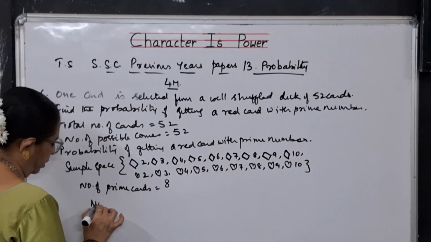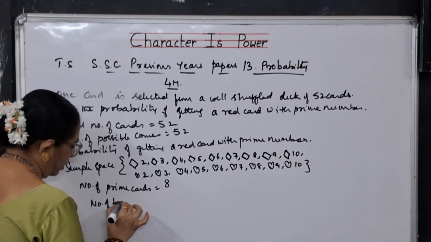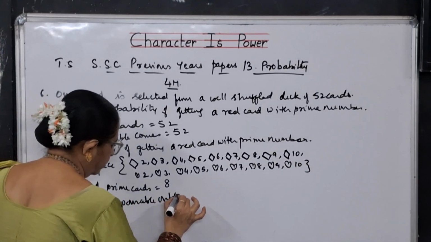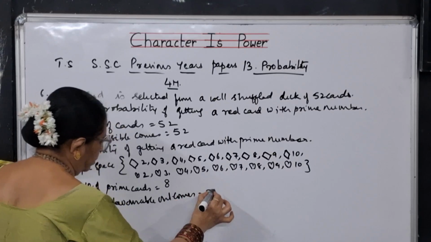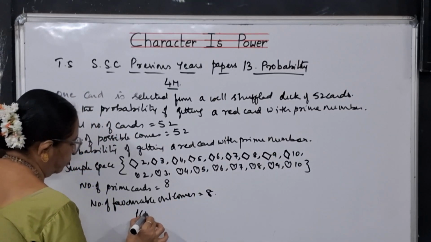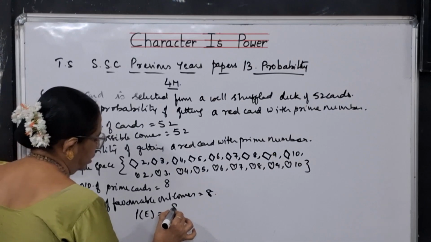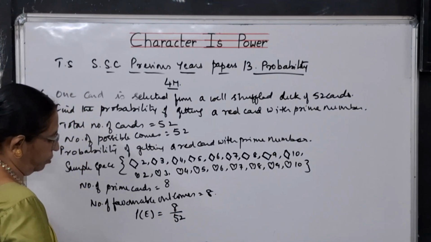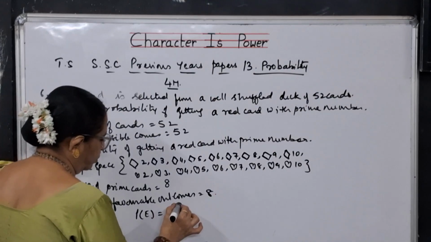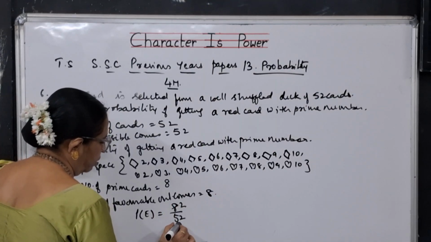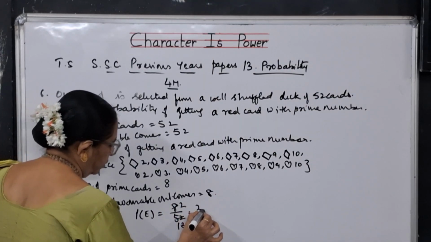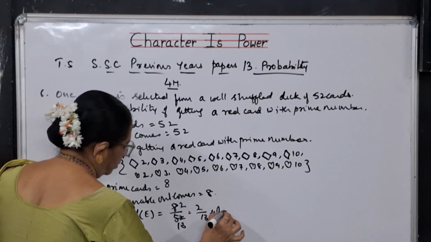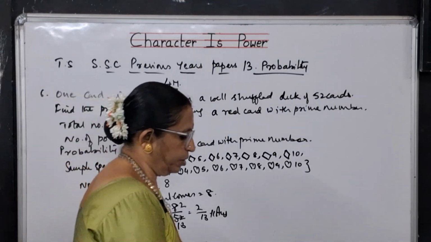Now, that means number of favorable outcomes are 8. So, what is P of E? P of E is 8 by 52. So, 8 by 52, 4 2s are 8, 4 13s are 52. 2 by 13 is the answer for this problem, children. Please copy it.